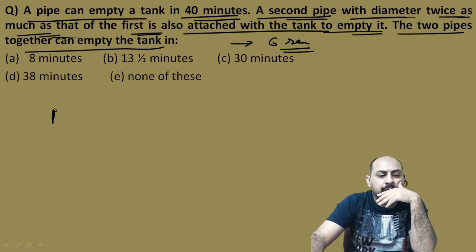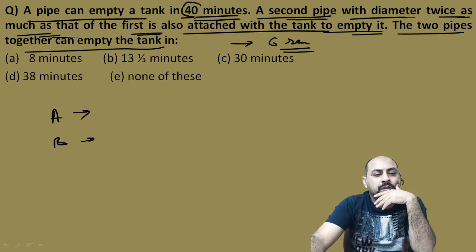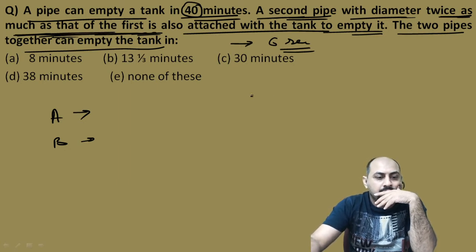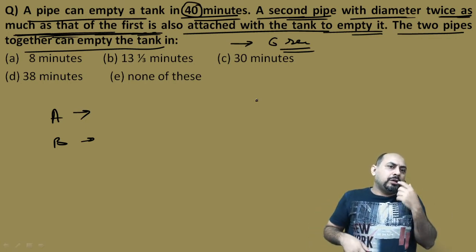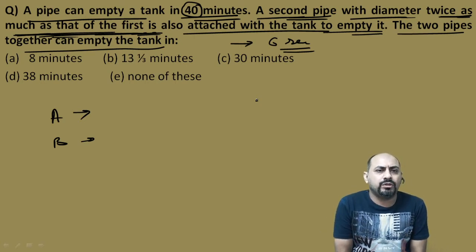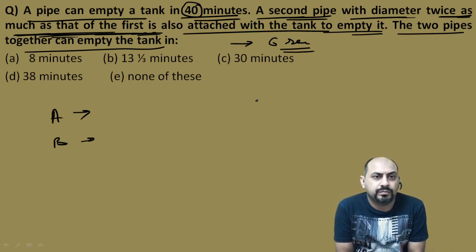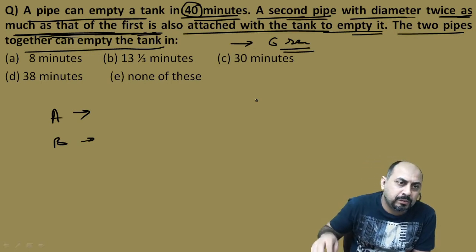So, let's say a pipe A and a pipe B. The question says a pipe can empty a tank in 40 minutes. A second pipe with a diameter twice as much as that of the first. Now, here is the case. Option B, Rajnikant is saying B. Okay, let me see how many of you are giving the answers. Anybody with an answer? Now, please pay attention. B is the incorrect answer, right?